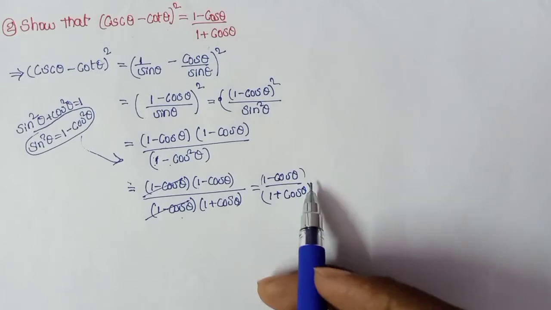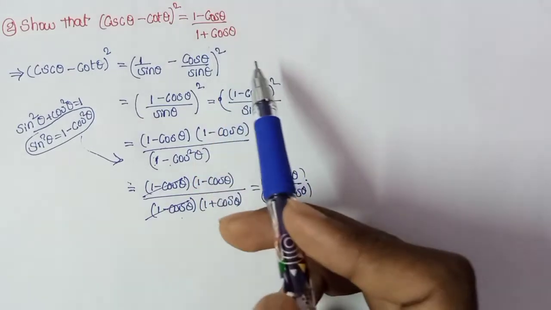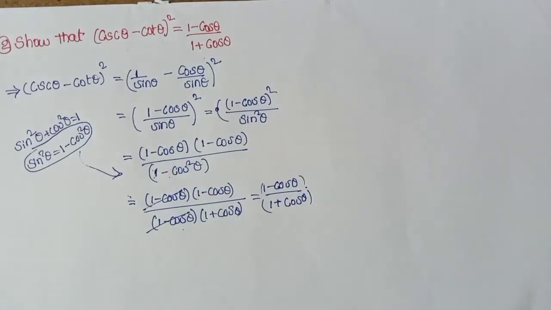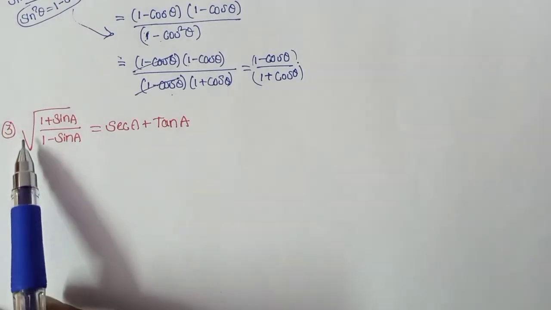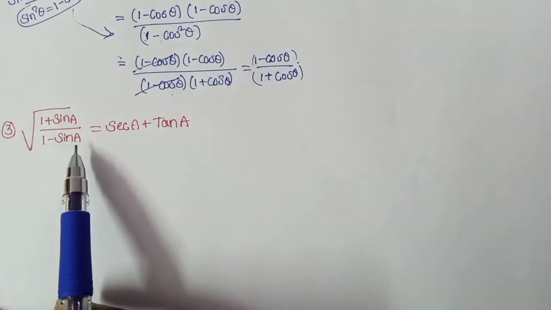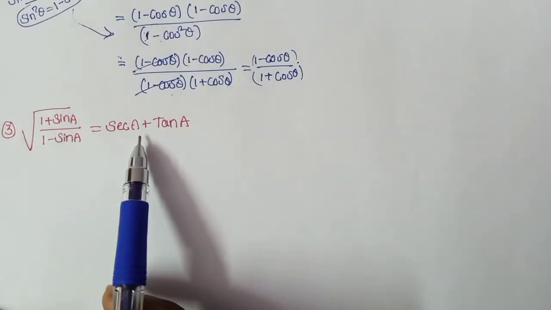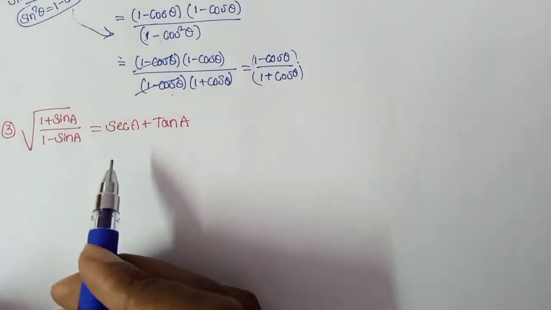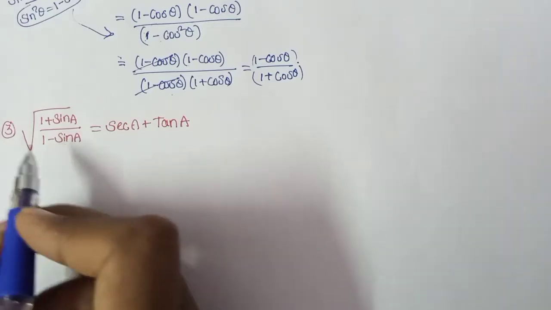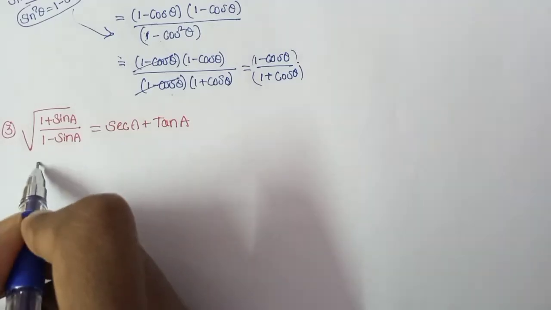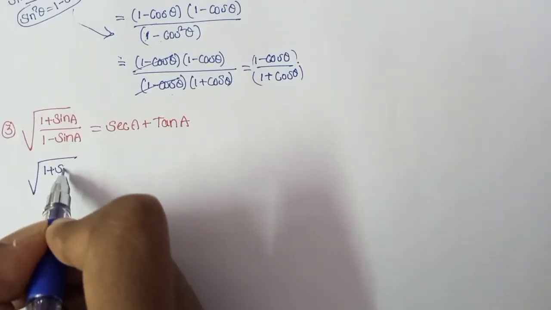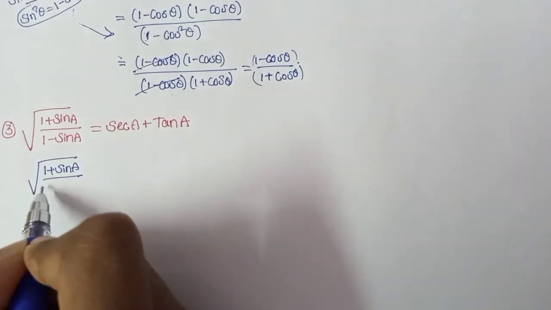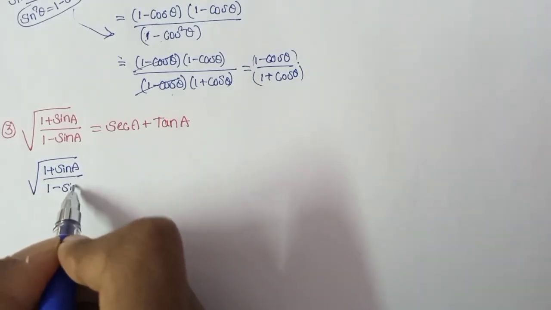Okay, this is what we needed to prove. Next question: show that under root of 1 plus sin a by 1 minus sin a is equal to sec a plus tan a. This is what they have asked. So we'll take the LHS term, that is under root of 1 plus sin a divided by 1 minus sin a.